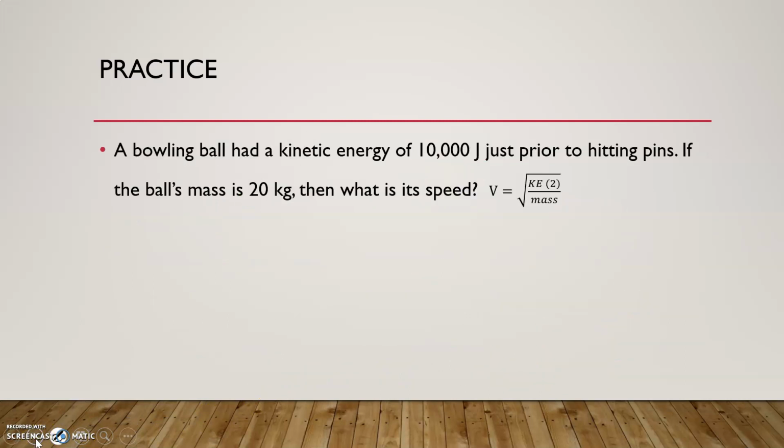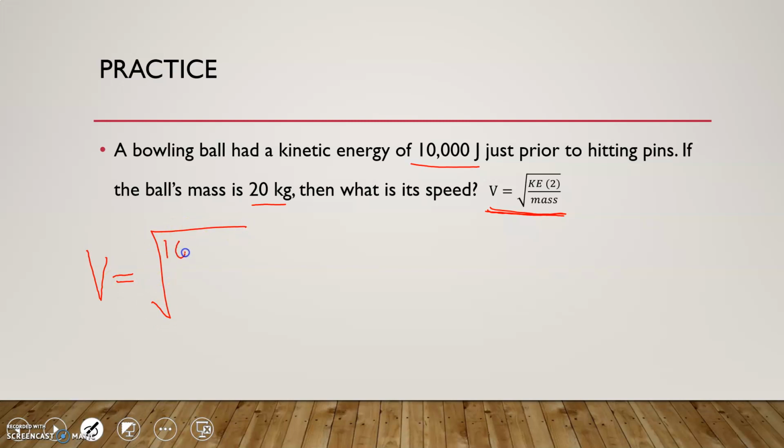Another problem we have is a bowling ball has a kinetic energy of 10,000 joules prior to hitting the pins. If the ball's mass is 20 kilograms, what is the speed? So I've given you the formula rearranged to find velocity when given kinetic energy. Your velocity is going to be the square root. Your kinetic energy is that 10,000, you have 2 up top, and then your mass down here will be 20.